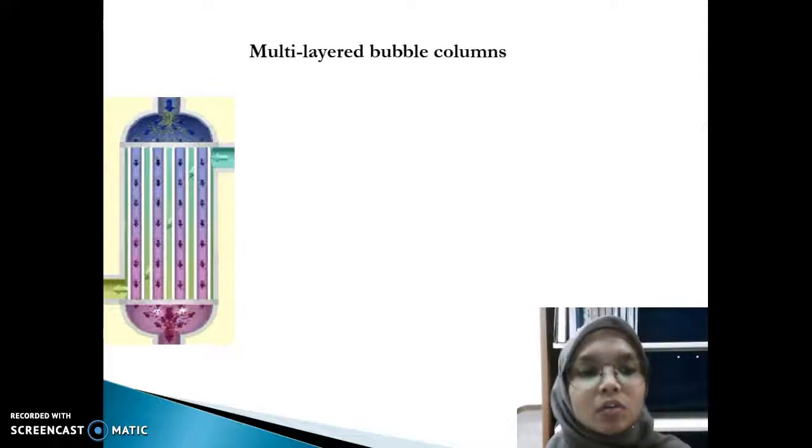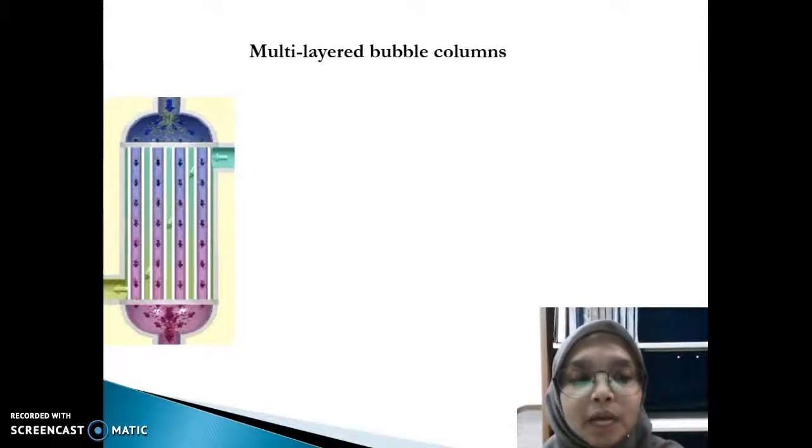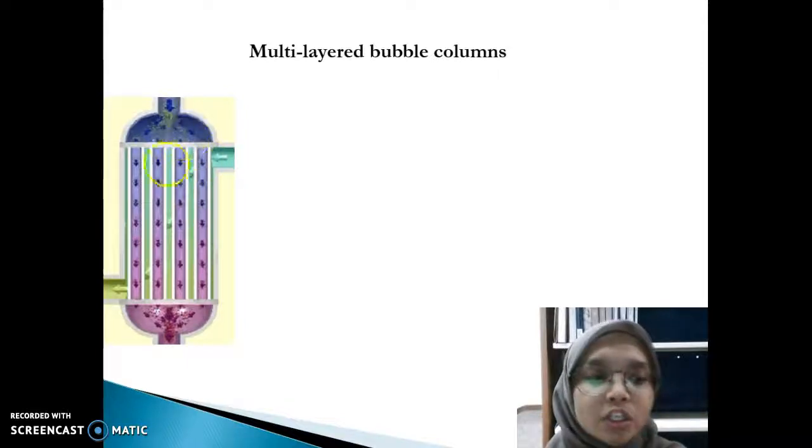Multi-layered columns are also vertical shell and tube heat exchangers. As the animation demonstrates, the vapor rises through the tubes, shown by the movement of the bubbles from orange to yellow, and the solvent falls through the tubes, shown by the movement of the arrow from blue to violet.